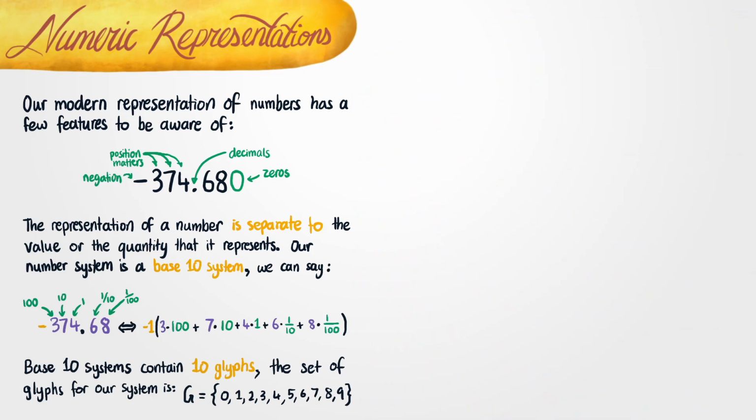Now I'm going to go ahead and make one really crazy statement. There's absolutely nothing special about base 10. So to prove this to you, I want to actually invent our own number system. Let's imagine that we had a number system that only had 3 glyphs, so it's going to be a base 3 number system.